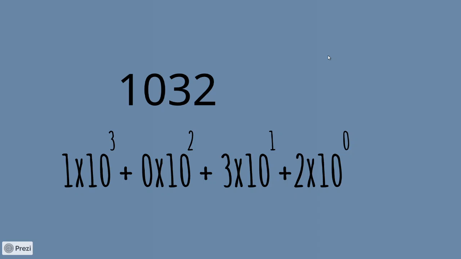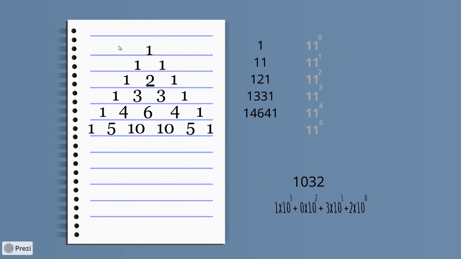Now applying the same thing to this row, what do we get? 1 into 1's place, 5 into 10's place, 10 into 100's place, 10 into 1000's place, 5 into 10,000's place, 1 into 1 lakh place. Now you multiply and add: 1 into 10 to the power 5 plus 5 into 10 to the power 4 plus 10 into 10 cubed plus 10 into 10 squared plus 5 into 10 plus 1 into 1. You will get 161051, and that is 11 to the power 5.